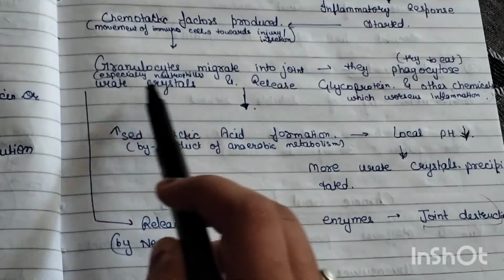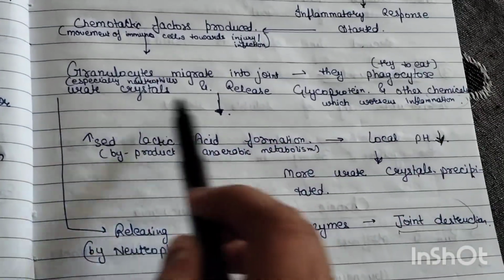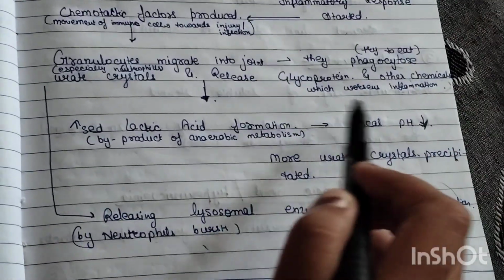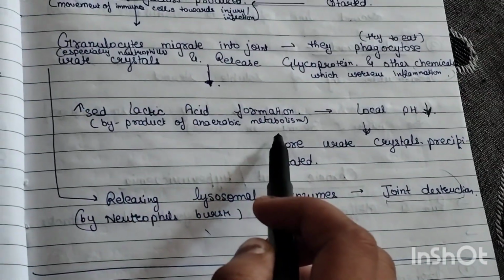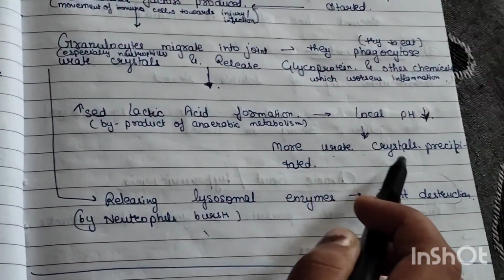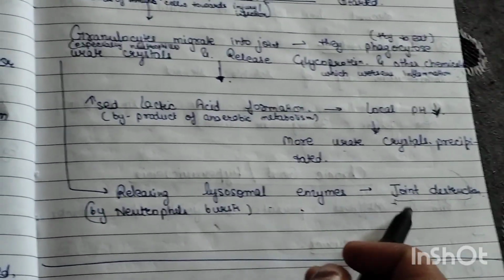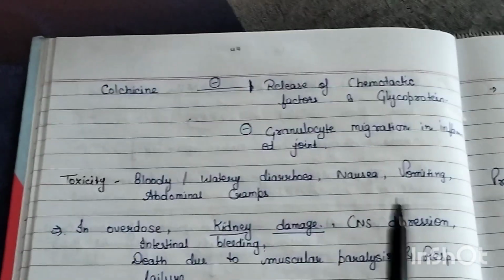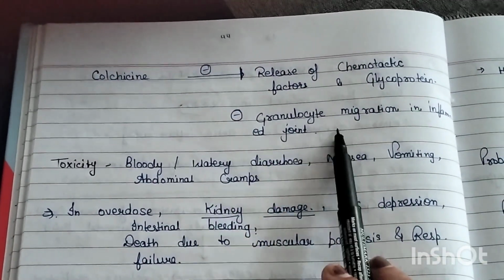They try to eat urate crystals and release glycoprotein and other chemicals, which worsen inflammation, and lead to increased lactic acid production, which decreases local pH, and then more urate crystals precipitate there. Another mechanism is the release of lysosomal enzymes, which causes joint destruction by the neutrophil burst. Colchicine inhibits release of chemotactic factors and glycoprotein, and it also inhibits granulocyte migration into the inflamed joint.